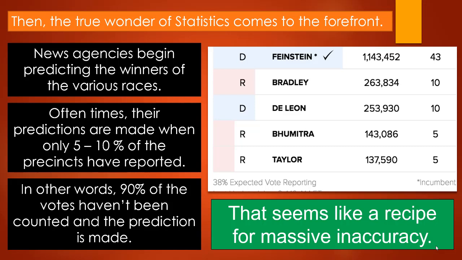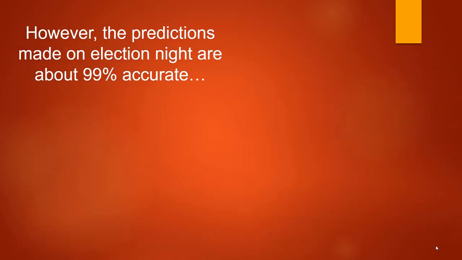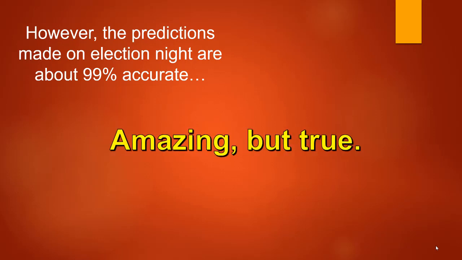That there's going to be a lot of inaccuracy if you're saying, okay, here's 9% of the vote, and I'm going to say, oh, this is the winner, when 91% of the vote hasn't even been counted. But the amazing stuff that happens is that on election night, the predictions that they make are about 99% accurate. Amazing but true, right? So how does it work?